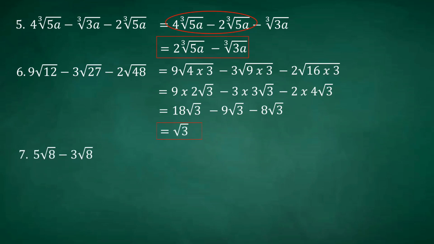Number 7. We have noticed that the terms have the same radicand and index. So just subtract. 5 minus 3 is equal to 2, and copy the square root of 8. We can simplify the radicand. The factor of 8 is 4 and 2. Then the square root of 4 is 2. So pull out 2 from the radical. So simplify 2 times 2 is equal to 4, and copy the square root of 2. So the final answer is 4 square root of 2.